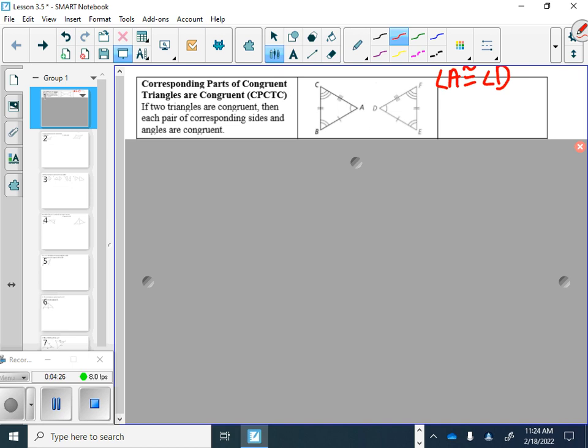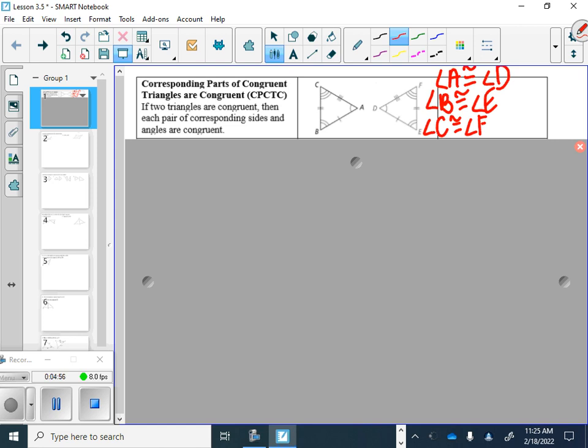Okay. What angle is congruent to angle B? So look at angle B, it has two arcs. Which angle on the second triangle has two arcs? E. And then which angle is congruent to angle C? It has the three arcs. F. Okay, so all of those angles are congruent to each other.